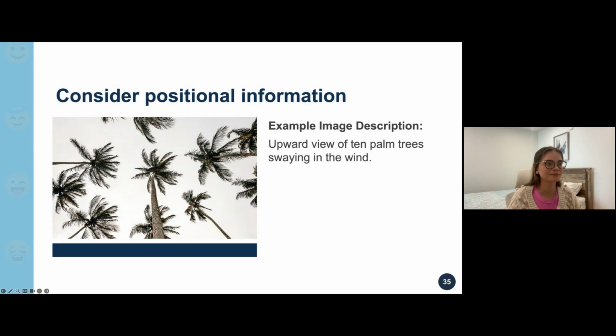Consider positional information. So think about the view someone has when they're looking at your image. Is it a partial view of someone sitting at a table? Do you have a bird's eye view of a snow-covered forest? Directional and positional information can add important context to your image description.